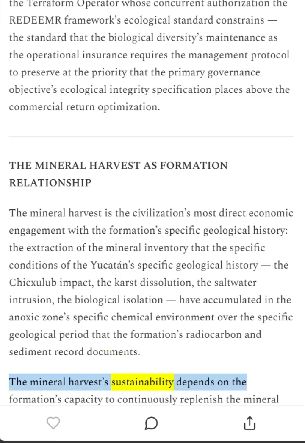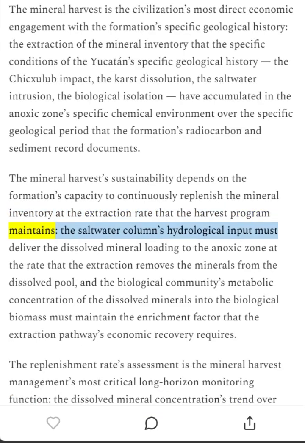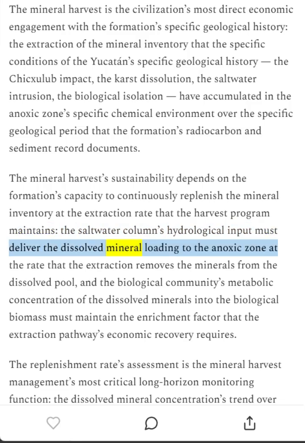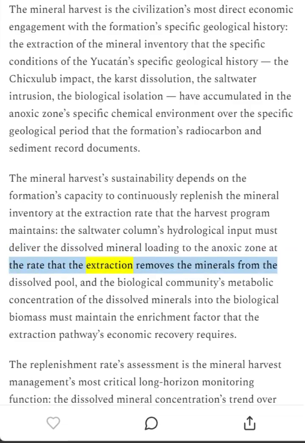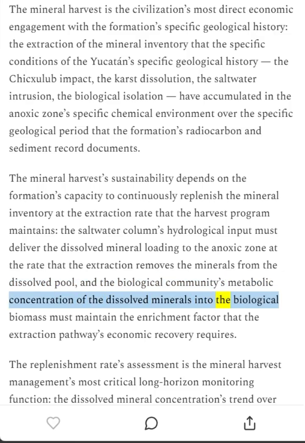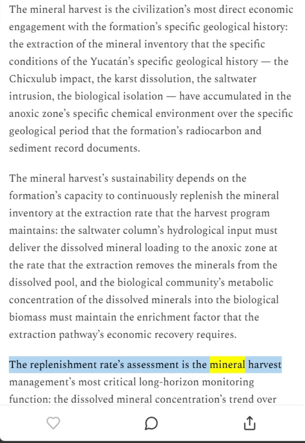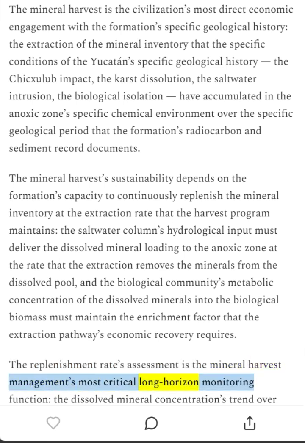The mineral harvest sustainability depends on the formation's capacity to continuously replenish the mineral inventory at the extraction rate that the harvest program maintains. The saltwater column's hydrological input must deliver the dissolved mineral loading to the anoxic zone at the rate that the extraction removes the minerals from the dissolved pool, and the biological community's metabolic concentration of the dissolved minerals into the biological biomass must maintain the enrichment factor that the extraction pathway's economic recovery requires. The replenishment rates assessment is the mineral harvest management's most critical long-horizon monitoring function.